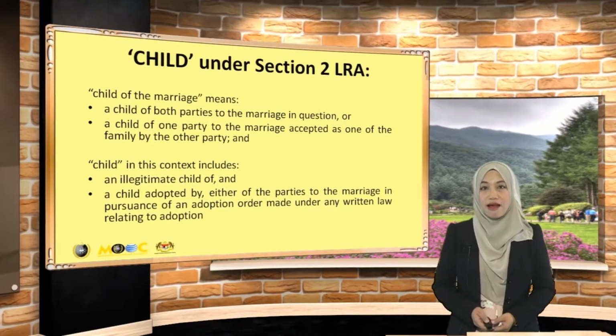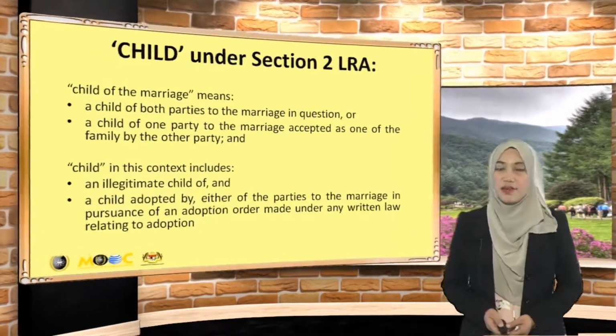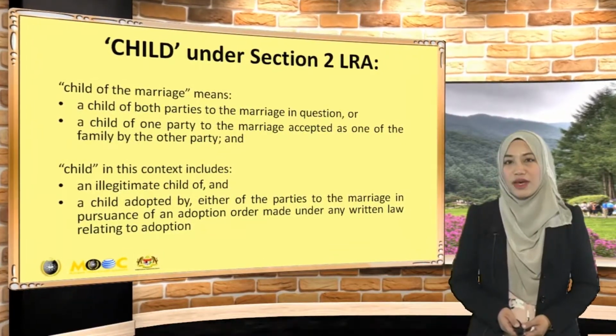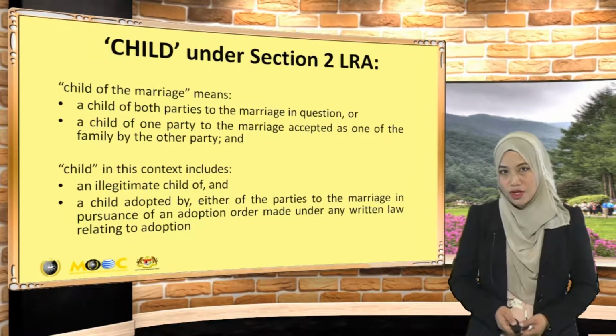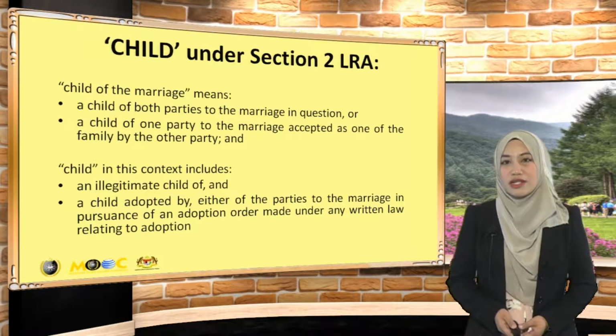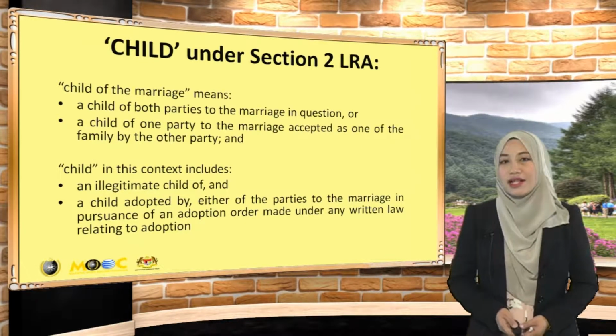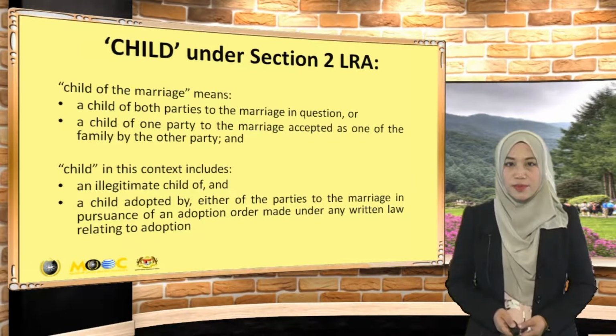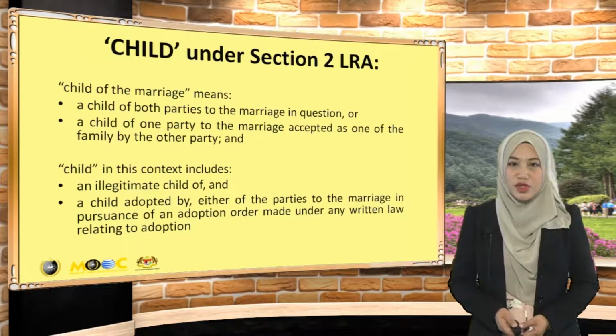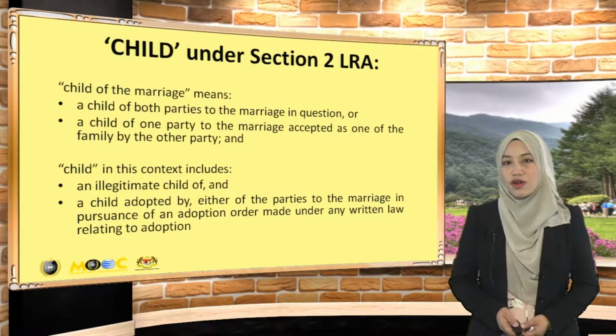Section 2 of the LRA defines child of the marriage as a child of both parties to the marriage in question, or a child of one party to the marriage accepted as one of the family by the other party, and child in this context includes an illegitimate child of and a child adopted by either of the parties to the marriage in pursuance of an adoption order made under any written law relating to adoption.